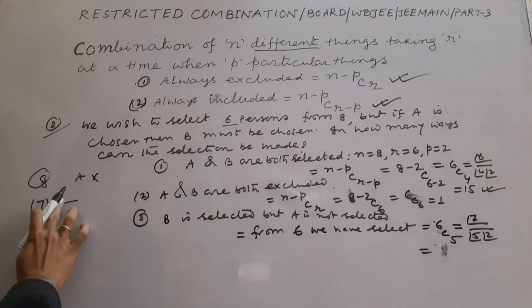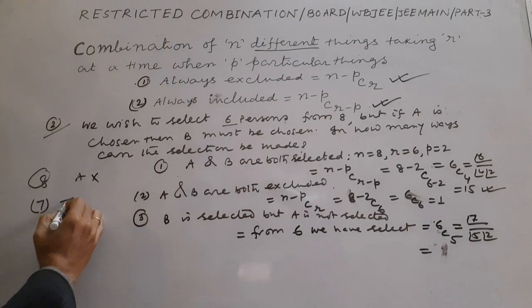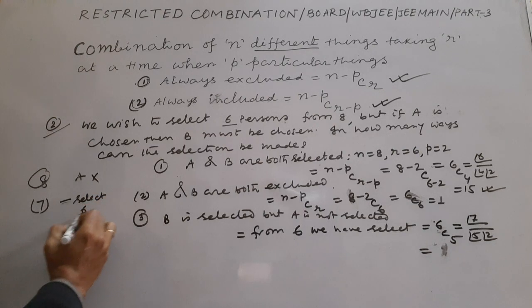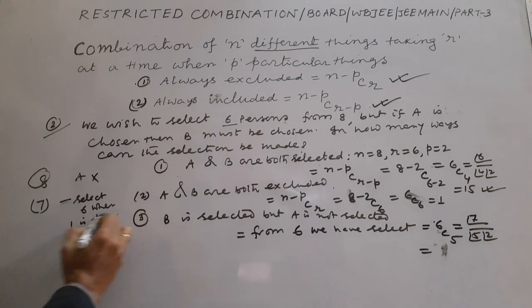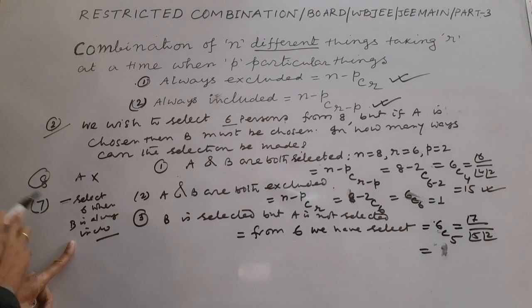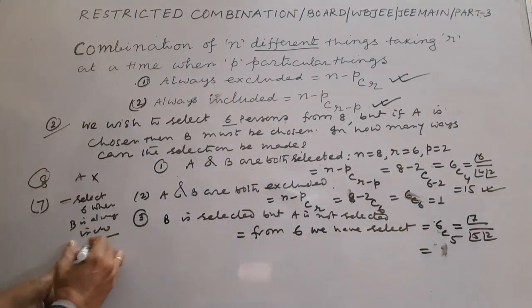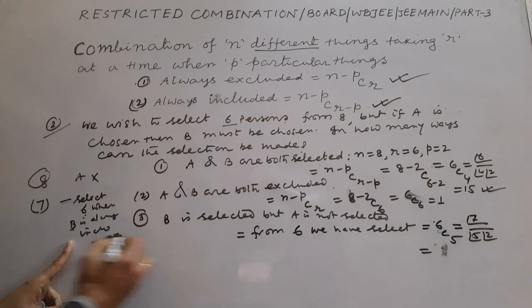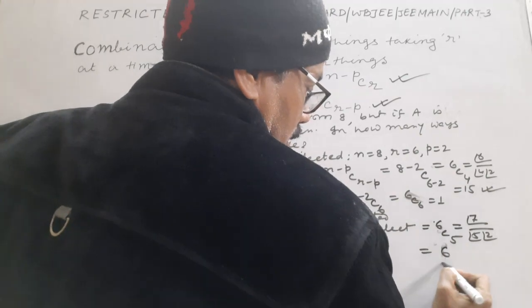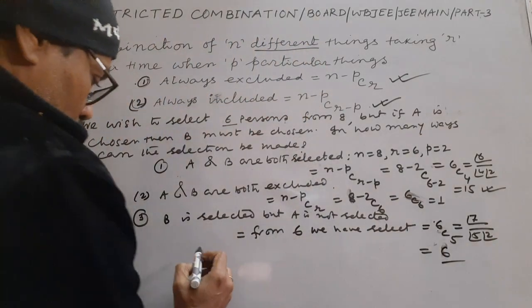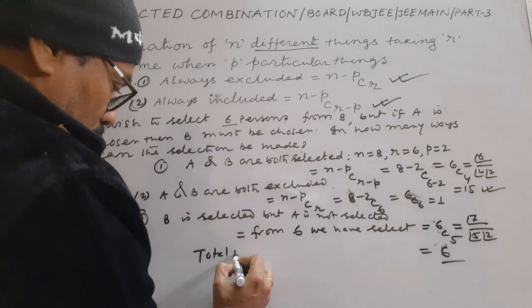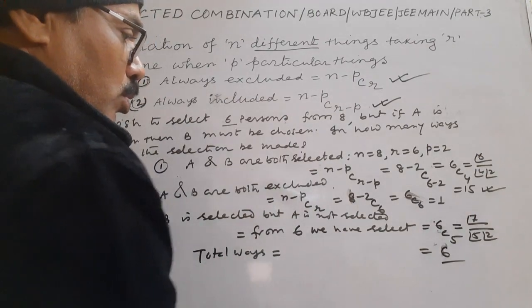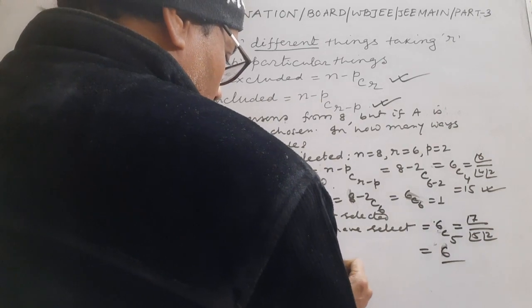Out of 7, you have to select 6 when B is always included. So you take B first. From 7 we are getting 6. Now you have to select 5 from 6, since 1 is already taken. So 6C5, and 6C5 is 6. So total possible ways equals 15 plus 1 plus 6, 22.